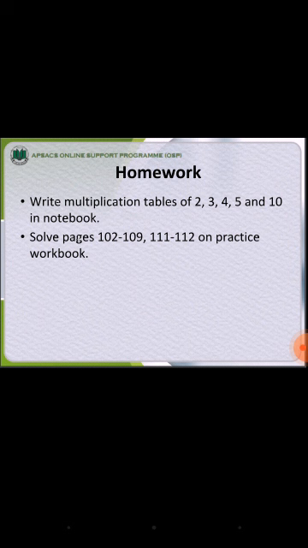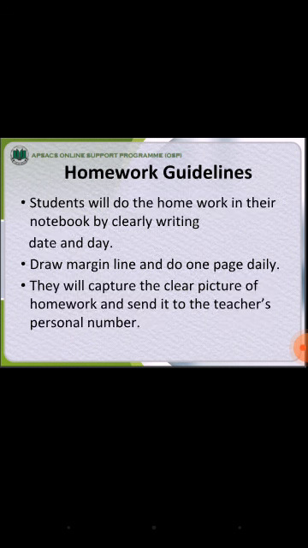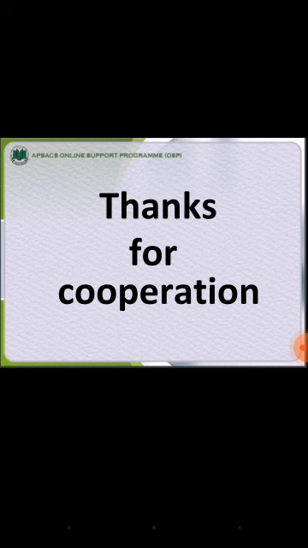Homework. Write multiplication tables of 2, 3, 4, 5 and 10 in your notebook and solve workbook pages 102 to 109, 111 to 112. Homework guidelines. Students will do the homework in their notebooks by clearly writing date and day, draw margin line and do 1 page daily. Then capture the clear picture of homework and send it to the teacher's personal number.